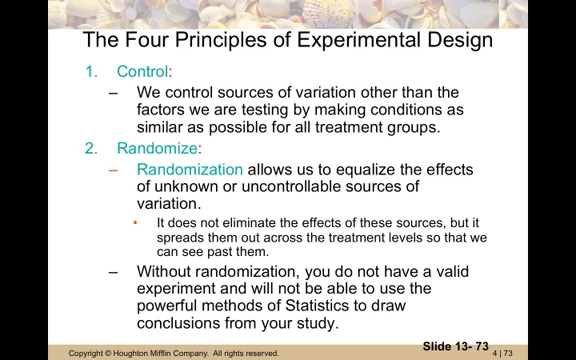We control sources of variation other than the factors we are testing by making conditions as similar as possible for all treatment groups. The second principle is to randomize. Randomization allows us to equalize the effects of unknown or uncontrollable sources of variation. So we control what we can, and then we randomize to control for the things that we can't actively control for. It does not eliminate the effects of these sources, but it spreads them out across the treatment levels so that we can see past them.